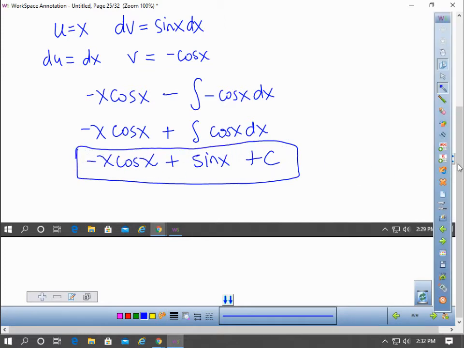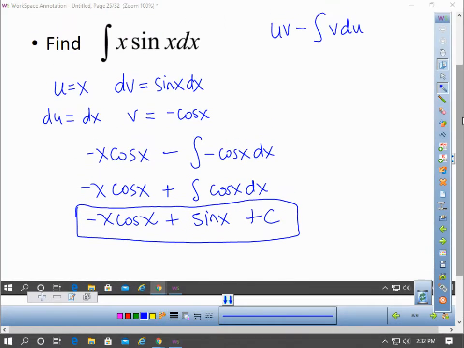See, I told you it's not near as bad as all that formula and stuff looked. All you got to remember is ultraviolet minus voodoo, ultraviolet voodoo. You just have to pick who's your U, who's your DV, just put it in this ultraviolet voodoo formula, and then you actually simplify the integral because the derivative of sine is cosine. So the antiderivative of cosine is sine. And that is your answer.